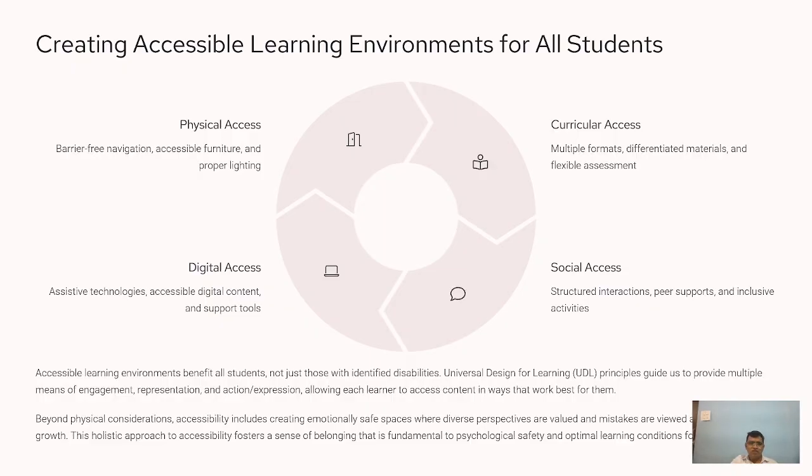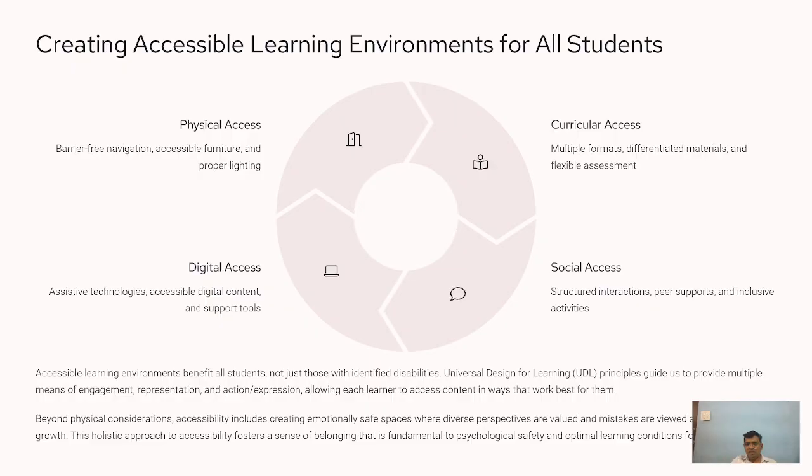It is barrier-free navigation, accessible furniture, and proper lighting. Then digital access: assistive technologies, accessible digital content and support files. And curricular access: multiple formats, differentiated learning material, and flexible assessment. Social access: structured interaction, peer support, and inclusive activities.